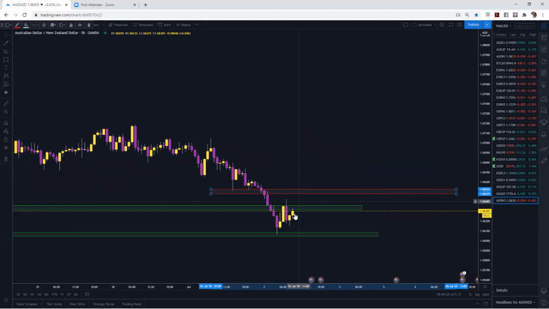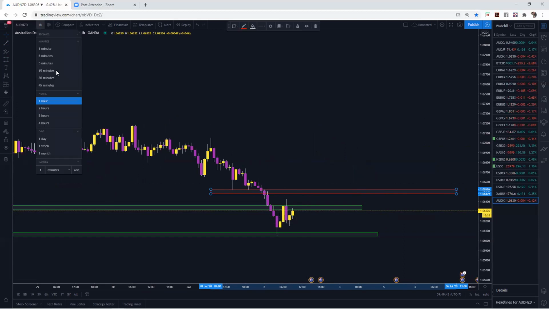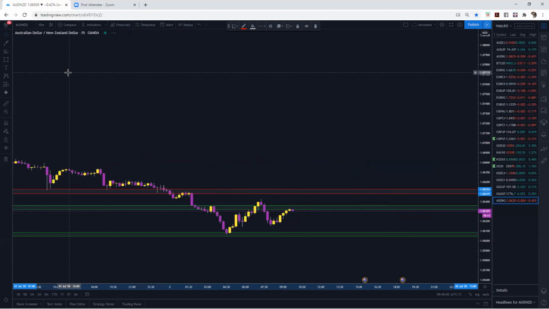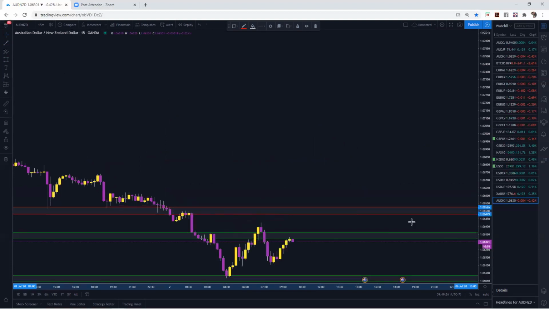So I would definitely sell this, use this up here as my stop loss, and this down here as my take profit. Okay. And you can also go on a lower time frame to look at it. I'm not going to go to the lower time frame because I don't want to confuse myself with what's going on down there. But basically, you can see on the 15-minute, this green right here is most definitely a good resistance zone. Okay. And you can use this as a stop loss.